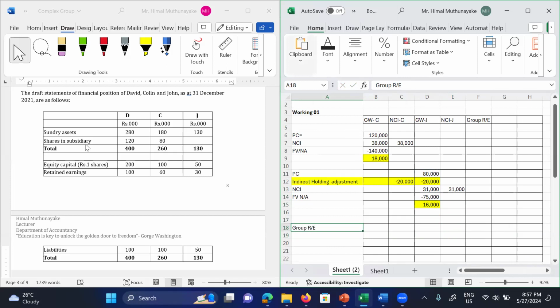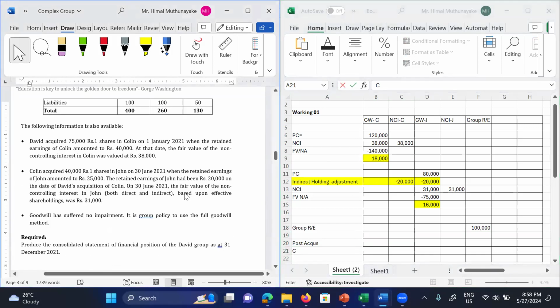Then you need to work with the group retained earnings. When you look at the group retained earnings, you can see 100,000 is the retained earnings, so you can directly get the 100,000 here. Then you need to take the post acquisition profit, as we learned in the basic consolidation. First of all, we need to get the company C post acquisition profit. It says 40,000 at the acquisition date, right?